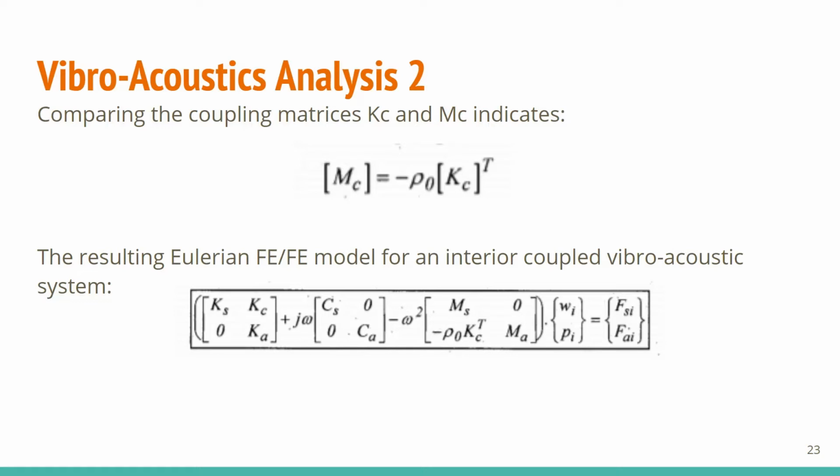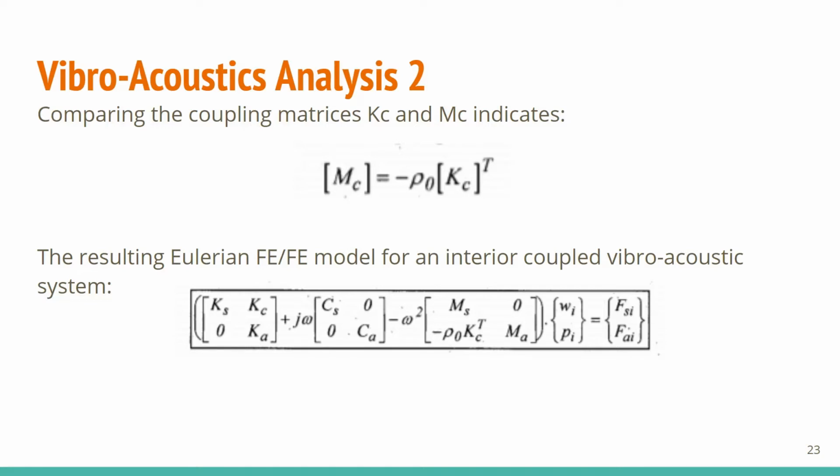The resulting FE model then for an interior coupled vibroacoustic system is: Ks, Kc, 0, Ka, plus j omega Cs, 0, 0, Ca, minus omega squared Ms, 0, rho naught Kc transpose, Ma, times Wi over Pi, equals Fsi over Fai.